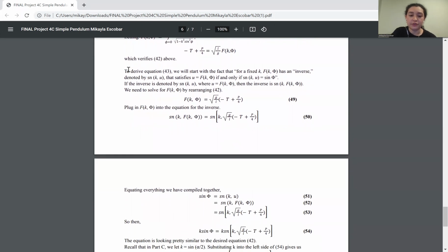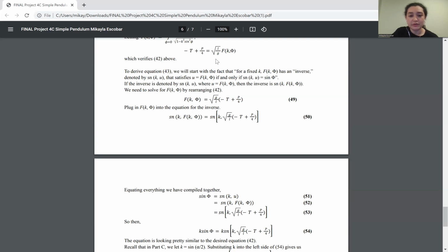To derive equation 43, we will start with the fact that for a fixed k, f(k, φ) has an inverse denoted by sn(k, u), and this satisfies u = f(k, φ) if and only if sn(k, u) = sin φ. If the inverse is denoted by sn(k, u), where u = f(k, φ), then the inverse is sn(k, f(k, φ)), and we need to solve for f(k, φ) by rearranging 42.